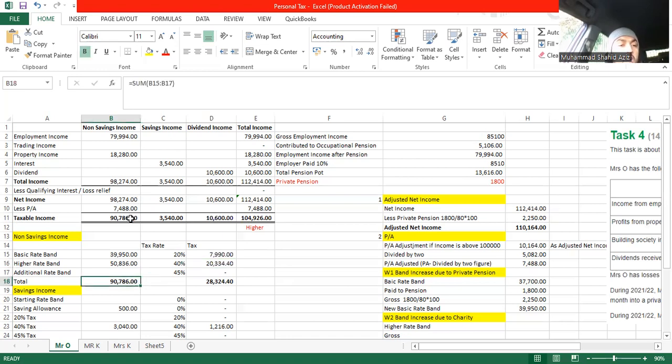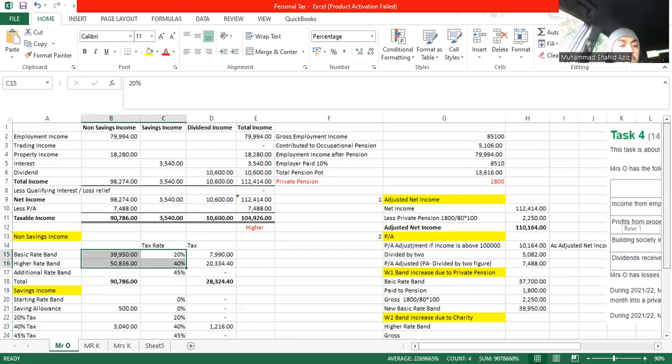So the total now is 90,786. We have utilized all the non-saving income, and the tax is 28,324 pounds 40 pence. The other thing is savings income. Because Mrs. O is a higher rate earner, the savings allowance available is not 1,000, it is 500. So the first 500 is at 0%, so no tax. The remaining 3,540 minus 500 is 3,040. So the tax at 40% is 1,216, so we multiply by 40%. The reason is that we have already utilized the basic rate band here.